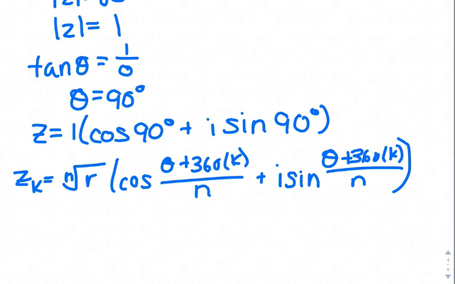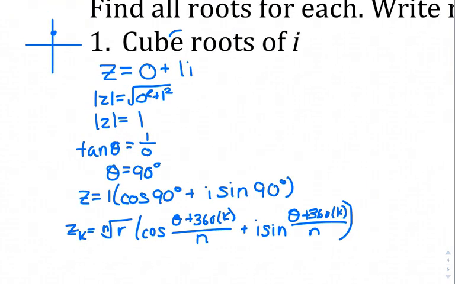And now, to figure out n, you're looking at how many roots. So cube means 3 roots. To figure out k, you always start at 0 and then go however many numbers that n is. So n is 3, so I only need 3 numbers. So k is 0, 1, and 2. So I'm going to do k 3 times here.